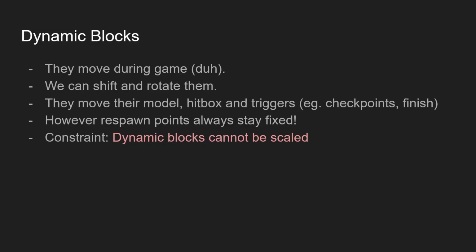Today we are going to talk about dynamic blocks and how we can add them to your track. Dynamic blocks are just moving blocks throughout the run. They can be shifted and rotated in an axis. What is interesting, we can apply movement to special blocks like boosters or checkpoints, but keep in mind that respawn position will stay at the original position of the block. What is also important is dynamic blocks cannot be scaled, so keep it in mind when designing your track.